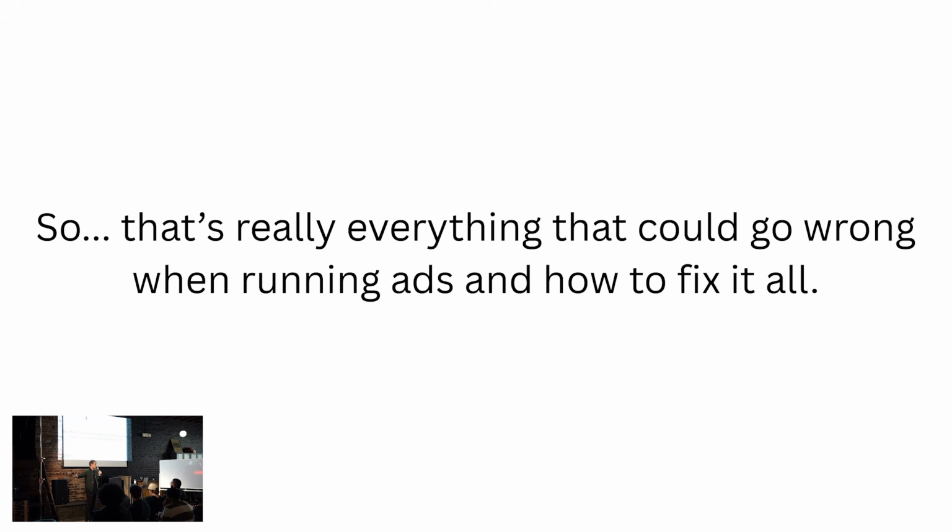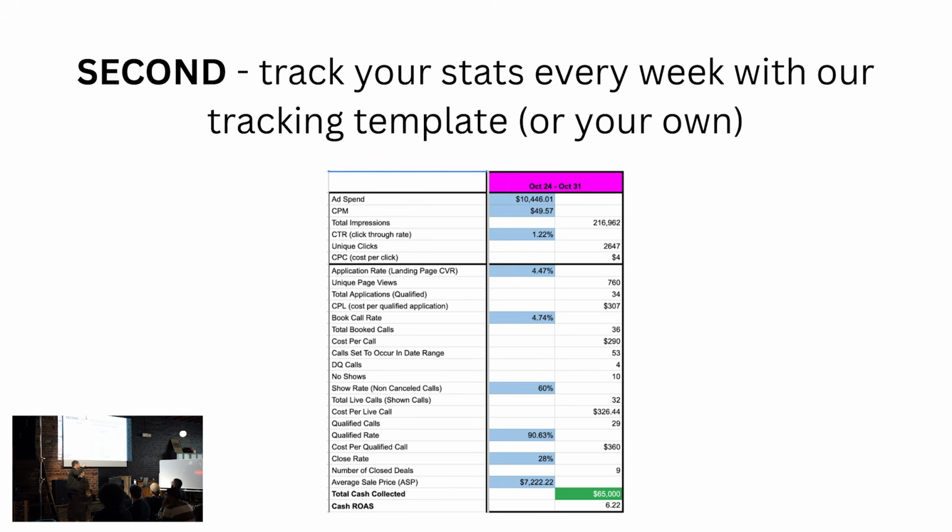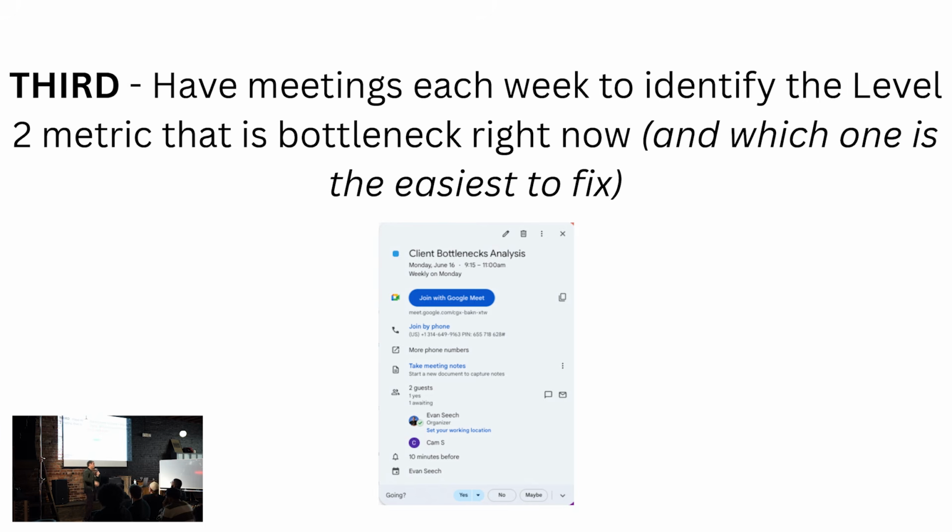So yeah, that's really everything that can go wrong when running ads and how to fix it all. First, you want to model out the actual system using the break-even cost per call calculator so you know what your numbers need to be to hit your goal. Then second, track your stats every week with our tracking template or your own. Again, if you need that, let me know.